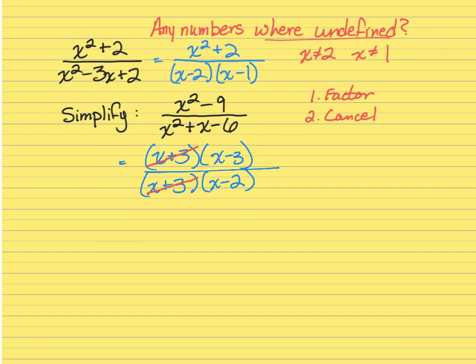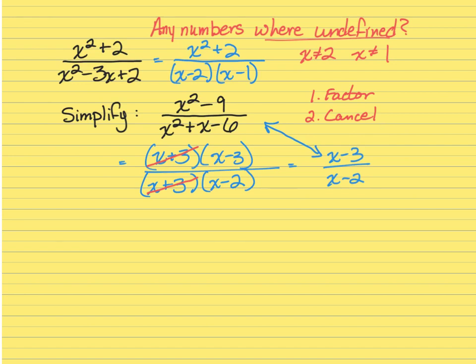And so I get to cancel those completely, and so I'm left with x minus 3 over x minus 2. Those two things are the same. This is just the simplified version of this. And so you can see this is much simpler than this, so why wouldn't we use it? So that's how you simplify. You factor and you cancel.